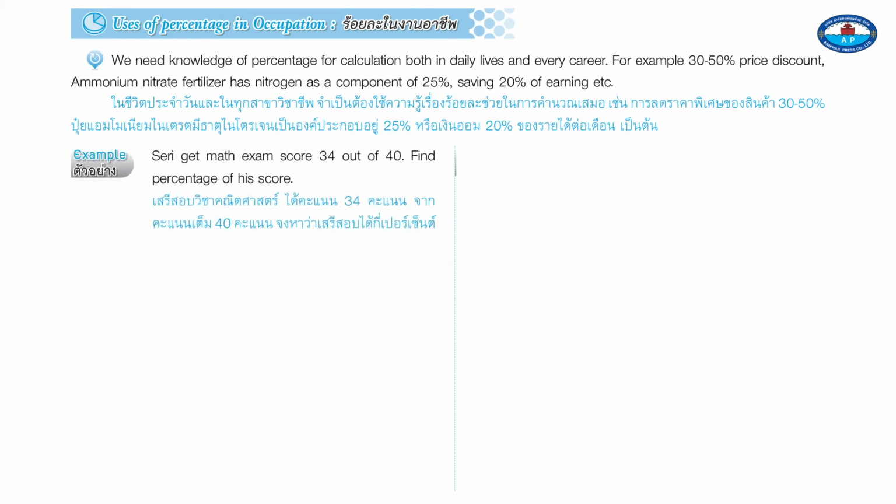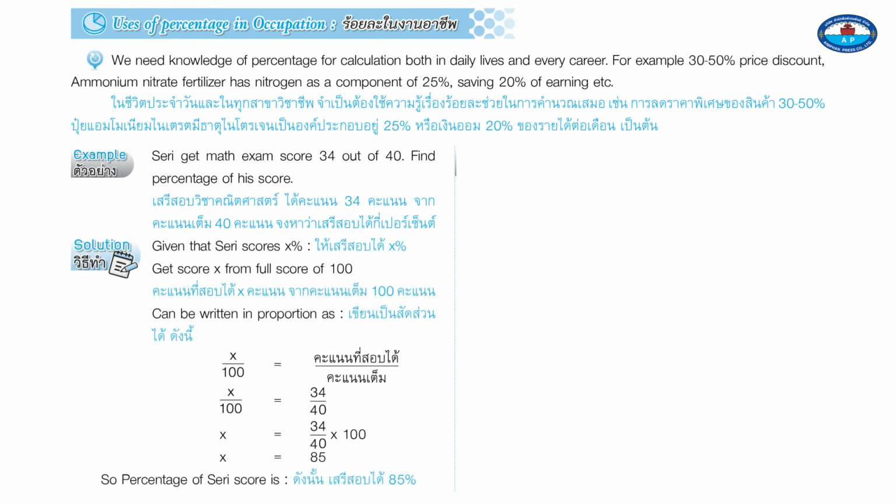Example, Sari got a math exam score 34 out of 40. Find the percentage of her score. Solution, given that Sari scores X%, getting score X from full score of 100 can be written in proportion as X over 100 equals Sari's score over full score. X over 100 equals 34 over 40. X equals 34 over 40 times 100. X equals 85. So the percentage of Sari's score is 85%.